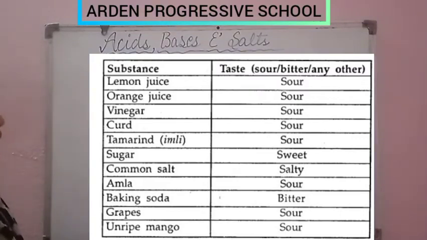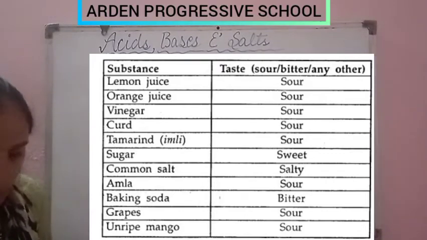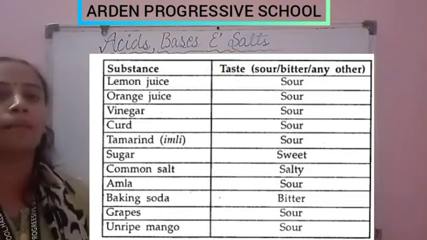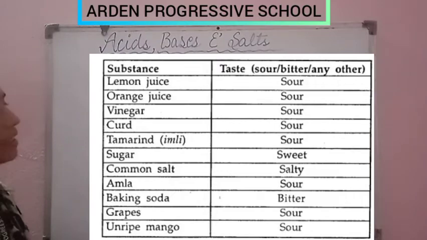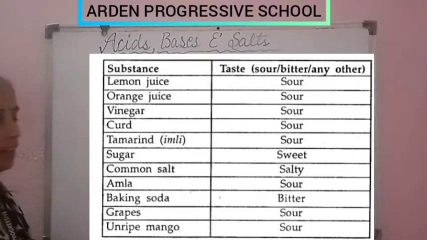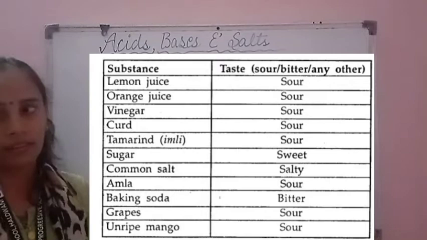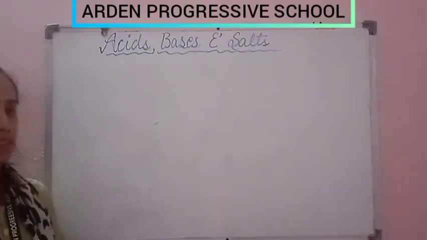And the amla, it is sour in taste. Now the next is baking soda. It is bitter in taste. So this is the example of base. Clear? Next is grapes. They are sour in taste and they have the acid. And the last one is unripe mango. It is also sour in taste. Clear? This is all about the table 5.1.